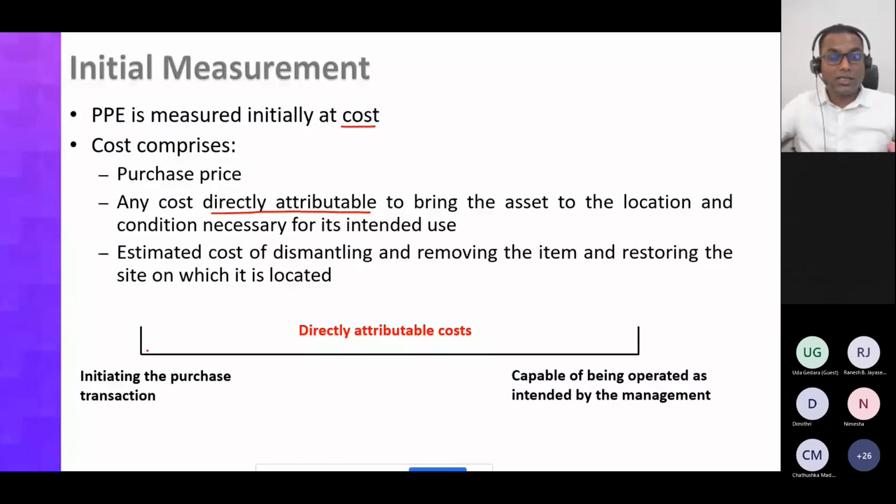And also you should understand what is the point at which you should start capitalizing the cost and what is the point at which you should stop capitalizing the cost. With regard to a PP&E item, you should start capitalizing the directly attributable cost only once you initiate a purchase transaction. So to give you an example, again the same example, let's say buying a machinery from a German supplier. What I did was at the initial stage, I wanted to have a machinery where I was not aware who is the best supplier.